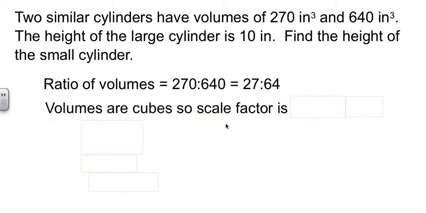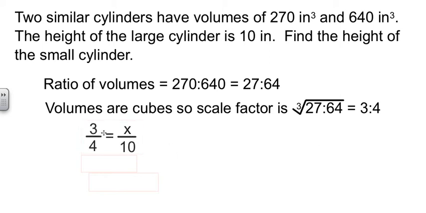Okay. Volumes are cubed, so we need to do the cube root of each one. Every calculator takes the cube root differently as far as how you enter it into the calculator, so you're probably going to need to ask, and I'll be happy to show you where your cube root is and how you use your calculator to get there. But we're going to take the cube root of each one. Cube root of 27 is 3, and the cube root of 64 is 4.